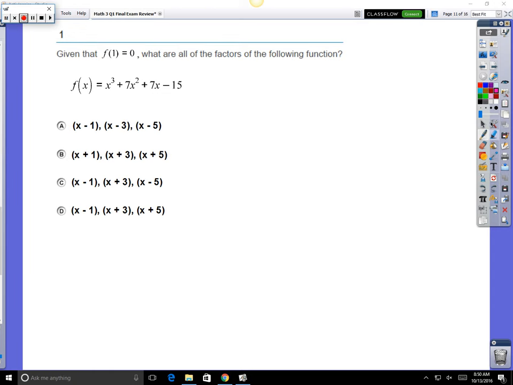Okay, long division. Given that f of 1 equals 0, that means there are no remainders, so it's going to go into it evenly. What are all the factors? You've got to find all of them. So here's the polynomial: x cubed plus 7x squared plus 7x minus 15.